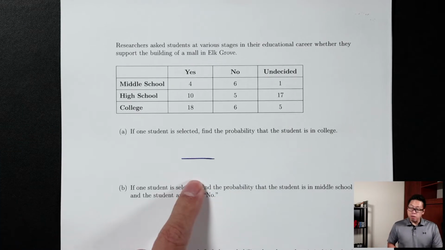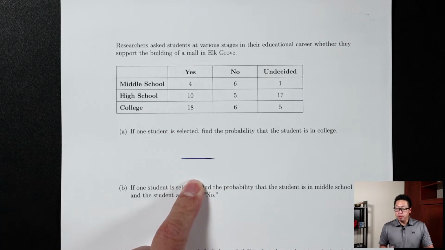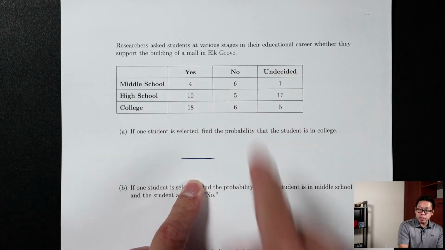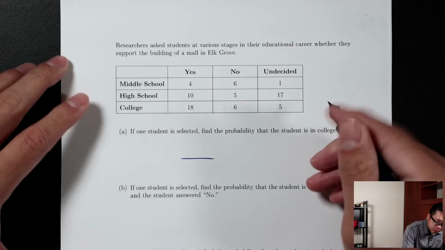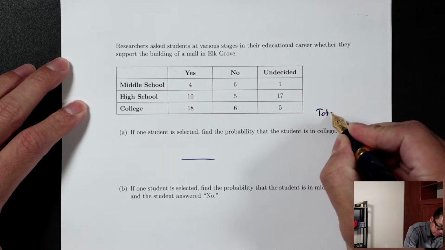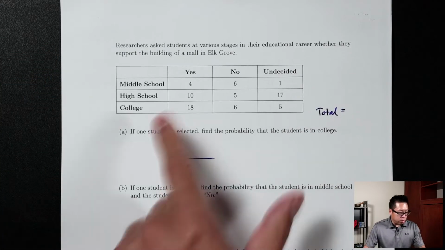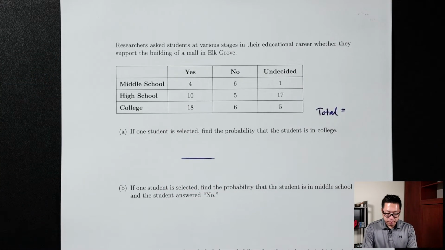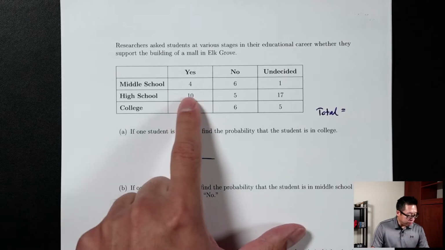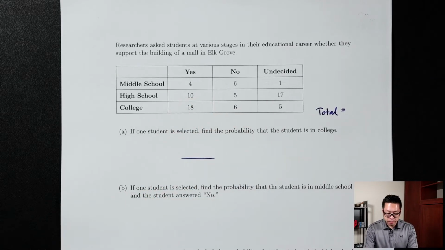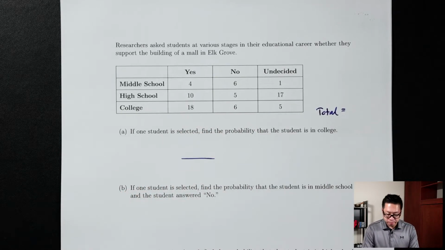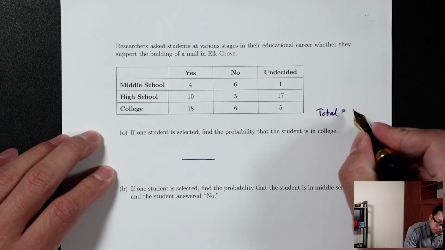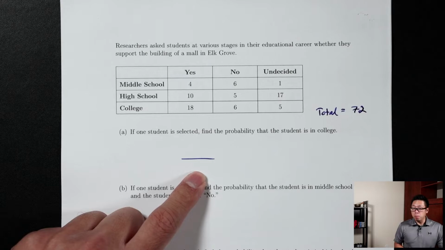For the bottom, we're going to count how many possible people we can choose from. So that's just going to be the total of everybody in our study here. So we'll add up all of the numbers here. So 4 plus 6 plus 1, plus 10 plus 5 plus 17, plus 18 plus 6 plus 5. And I get a total of 72 people. So the bottom is going to be 72.